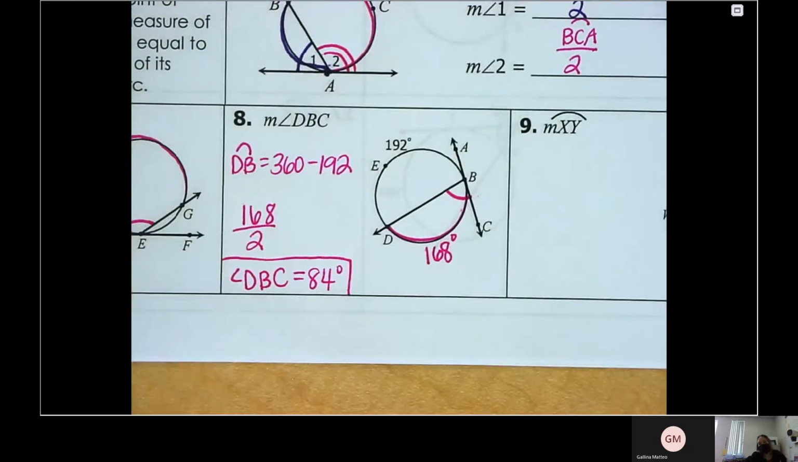Yes, perfect. So look, you had one extra step in that one, but as long as you remember a full circle's 360, you can always figure out the other arc marks that are given to you or that are left over.